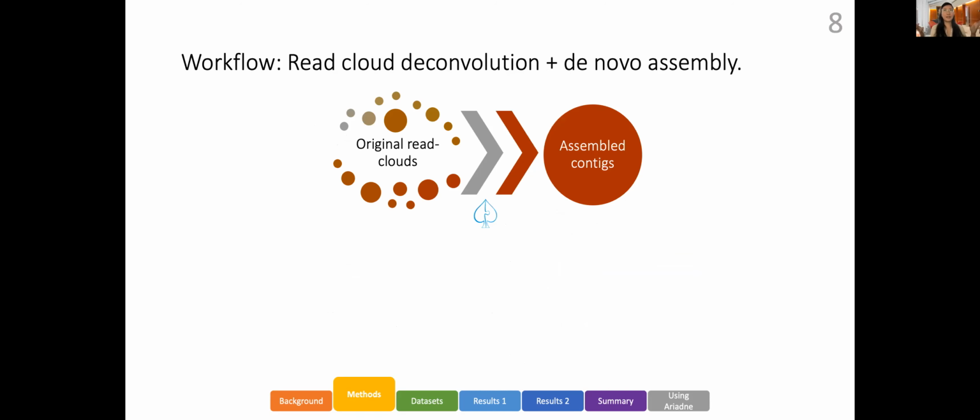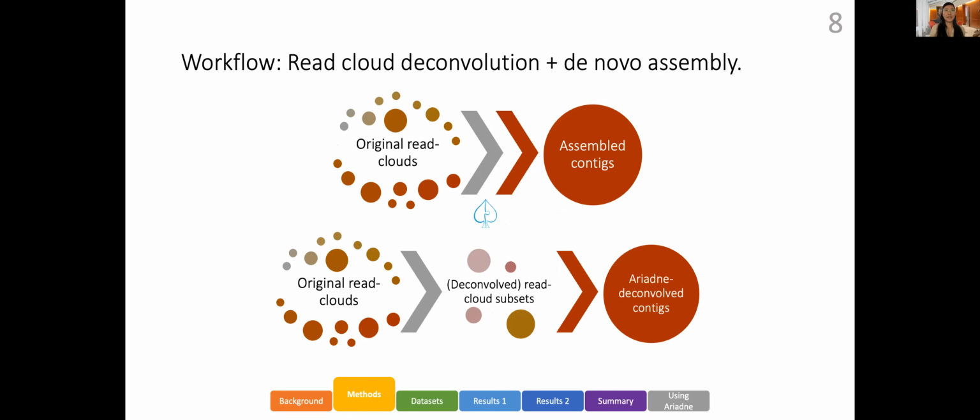So where does Ariadne fit in a de novo assembly workflow? Ariadne fits in immediately before de novo assembly, in the sense that it takes the original read clouds and generates the deconvolved read cloud subsets, which are then piped to an assembly algorithm to get improved contigs and scaffolds. I use cloudSPAdes as the de novo assembler throughout this entire process because it is aware of and can use the UMIs during contig generation.